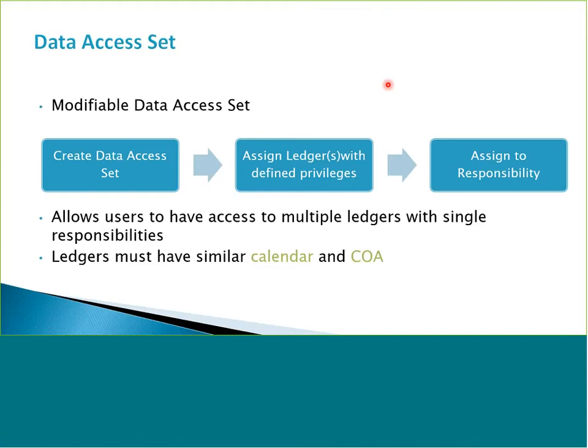Okay. However, those ledgers must share the same calendar, and they must also share the same chart of accounts. So these are two of the things which we have talked about. They can have different currencies, and we have already seen that because our primary ledger and our reporting currency ledger are all under one data access set, but they have different currencies. However, the ledgers must have a similar calendar and a similar chart of accounts.